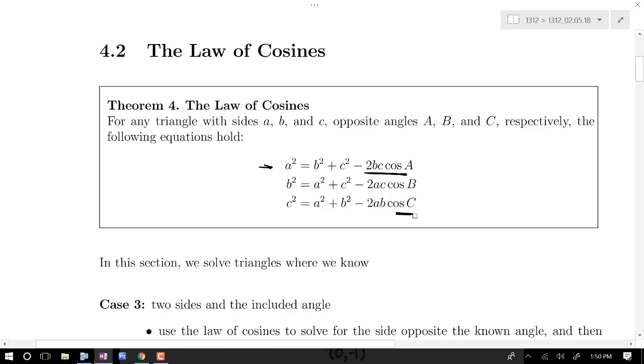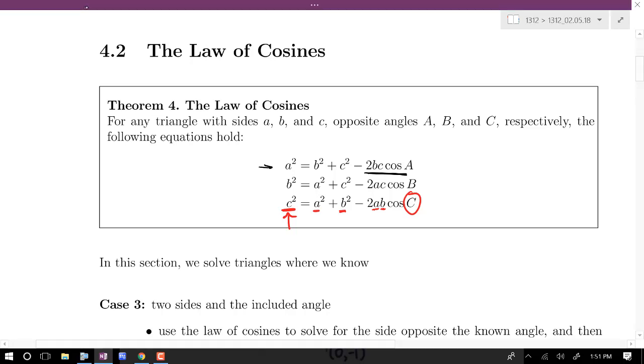What's important to note is that on the busy side here, this is the product 2 times a times b, the same sides that were used in the sum of the squares. And this angle is always opposite that side on the other side of the equation. You don't have to memorize this, but what you do need to do is, I'm going to give you one of these, and you need to know how to adjust it if you need to get any of the other forms.